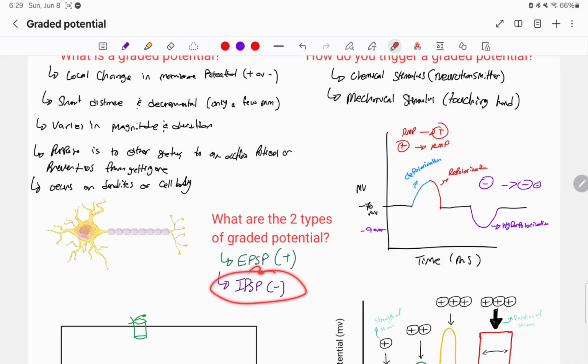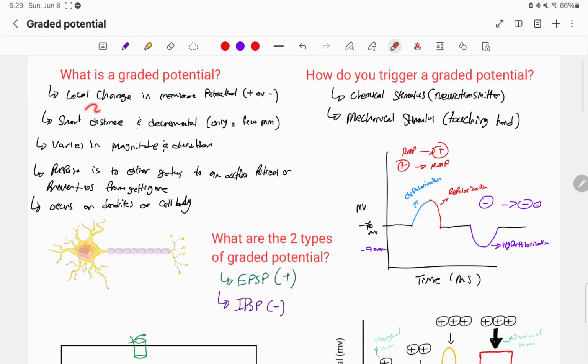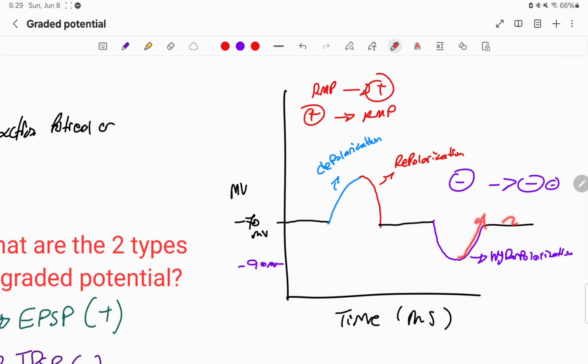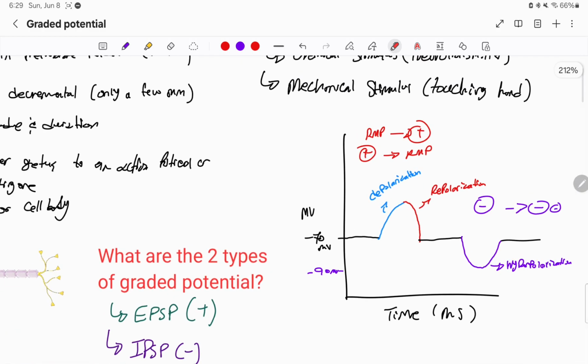Hyperpolarization is caused by an IPSP. An IPSP was a local change in the membrane potential that was negative. So if I make the membrane more negative, that's an IPSP. And then of course it comes back to RMP, resting membrane potential. Note that when I'm coming back up to resting membrane potential, that is not called a repolarization. There is no name for that. This whole thing is hyperpolarization. Repolarization is strictly defined as going from a positive, depolarized state to the resting membrane potential. I really want to specify that.